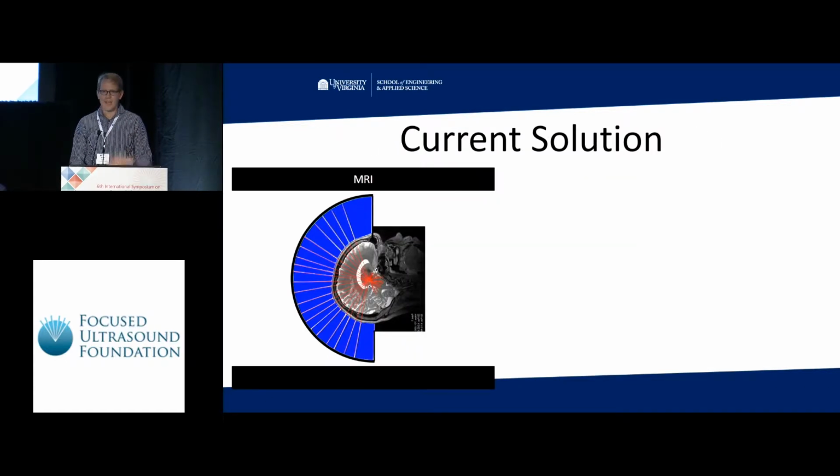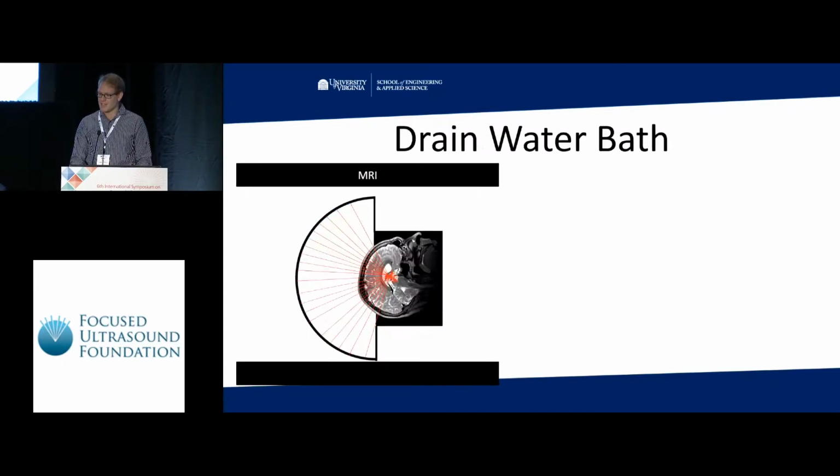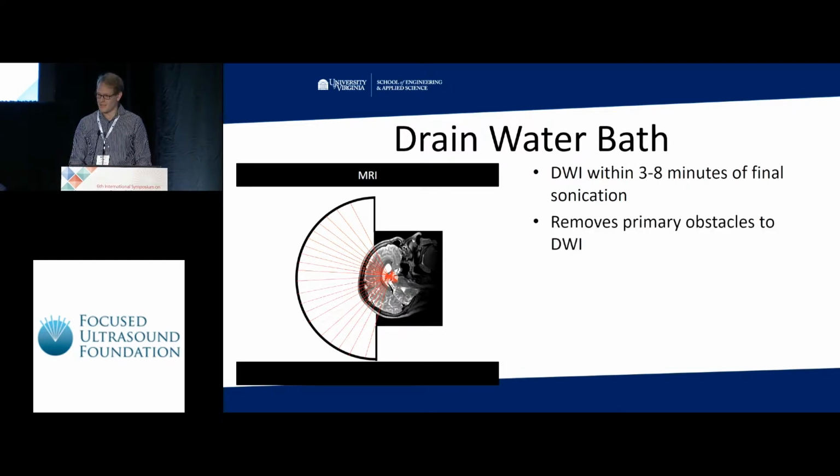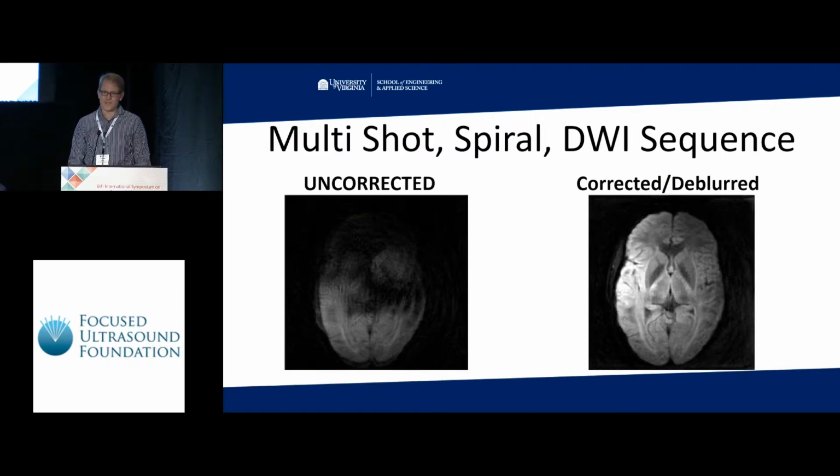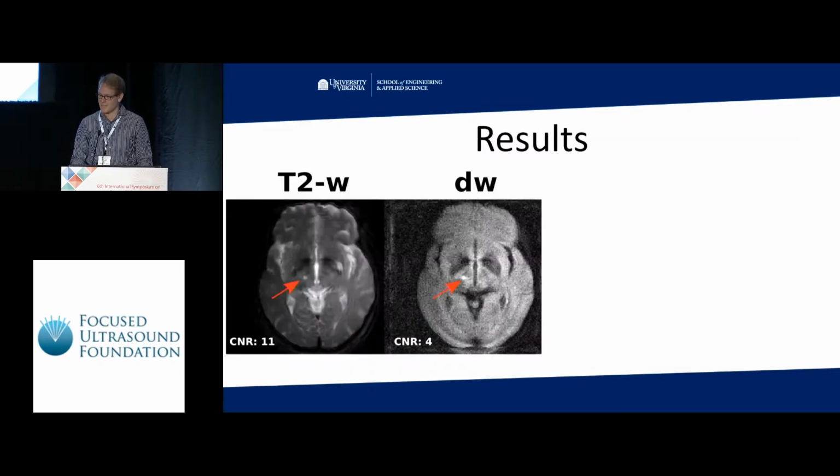So we have a kind of intermediate solution that we hope to iterate and refine, and that's simply, at the end of treatment, to drain the water bath. And that removes a great deal of the imaging difficulties, and depending on the treatment workflow, you can drain the water pretty quickly and get a rapid measurement. And then we've developed a method to correct for the signal loss from the cardiac pulsations of the brain, and sharpen the image, which you can see on the right-hand side.